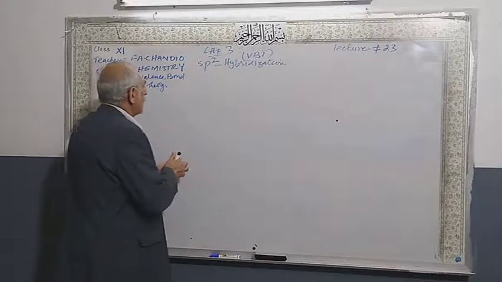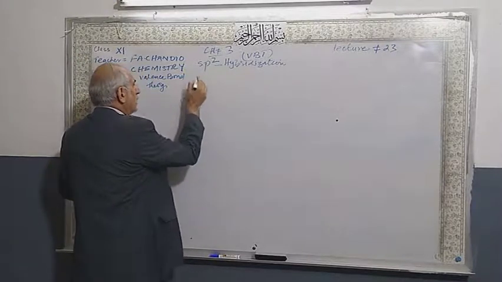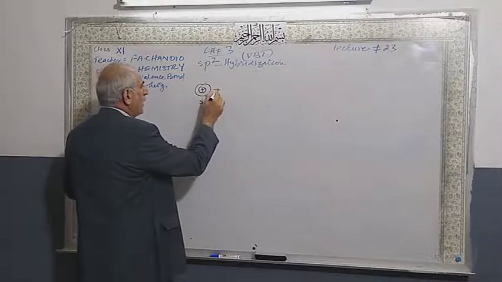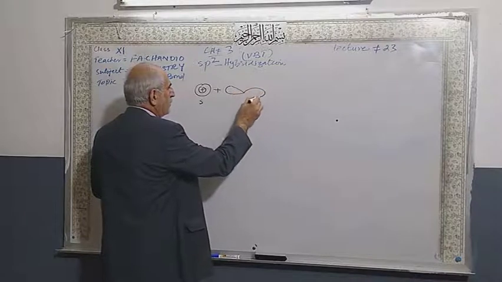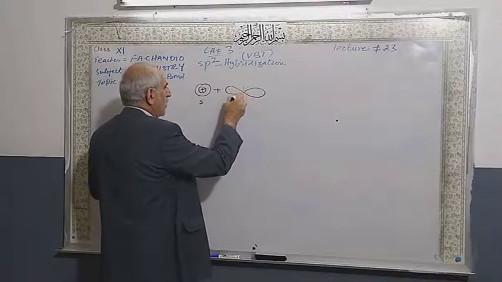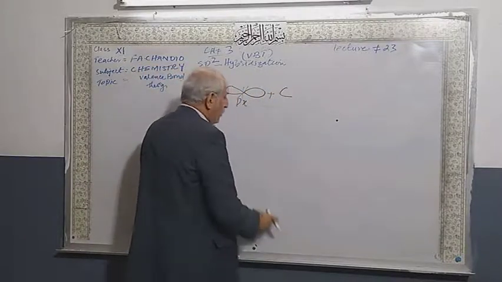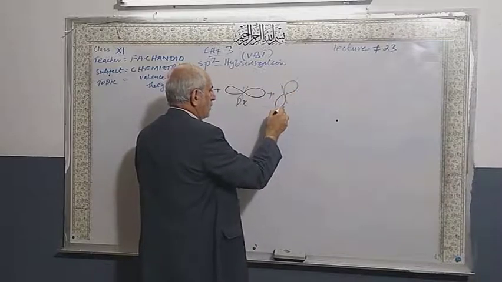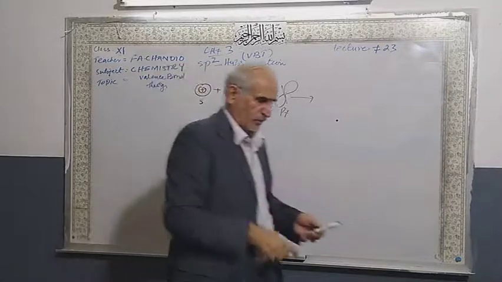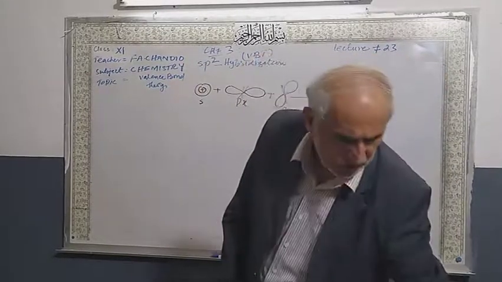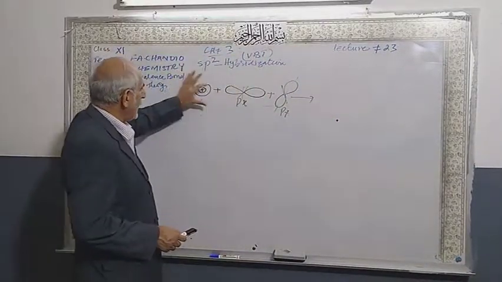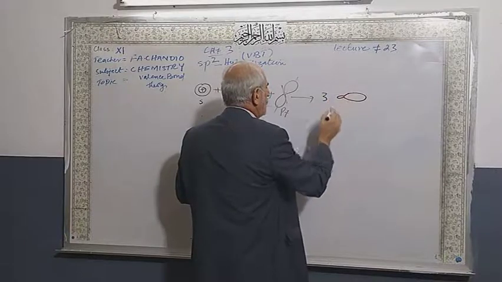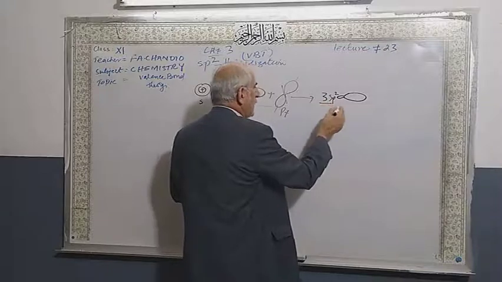So shapes are given in the book. There is one s and 2 p, meaning px and py. They are going to intermix with each other. One s and two p give 3 sp2, as the shape of sp2.